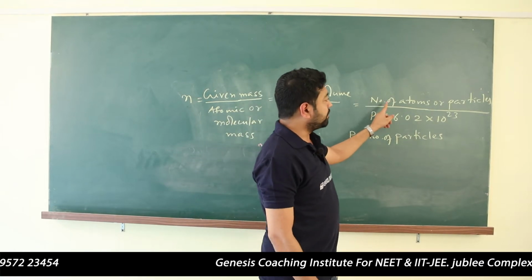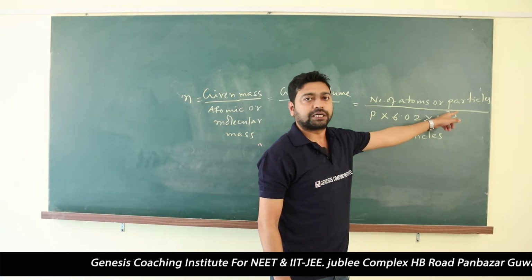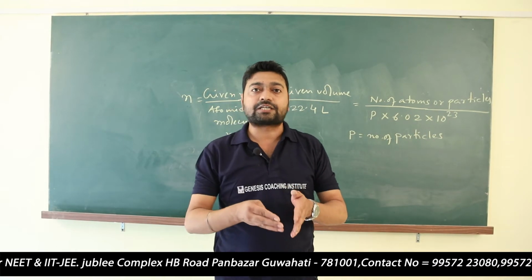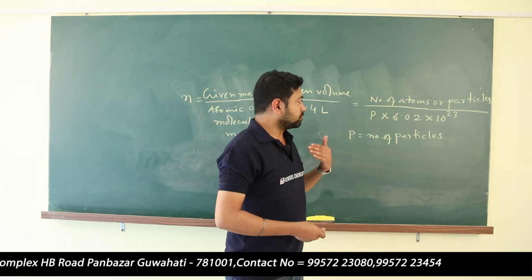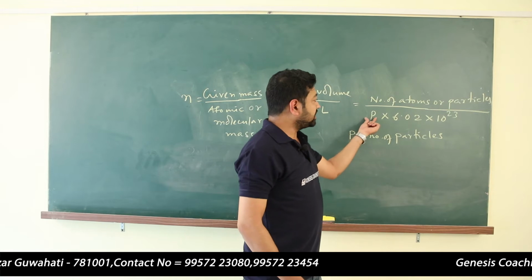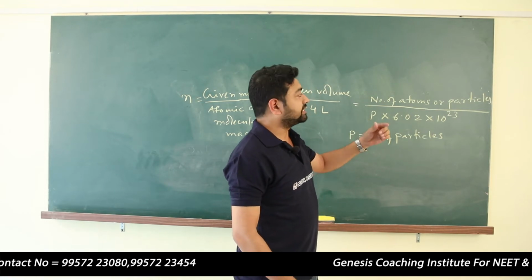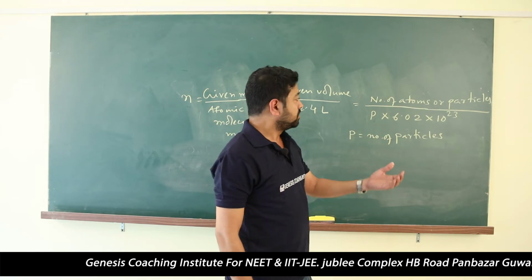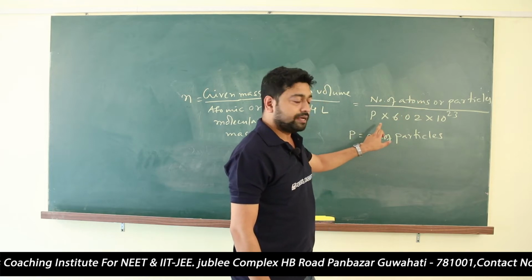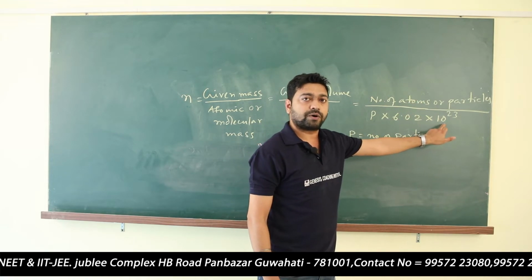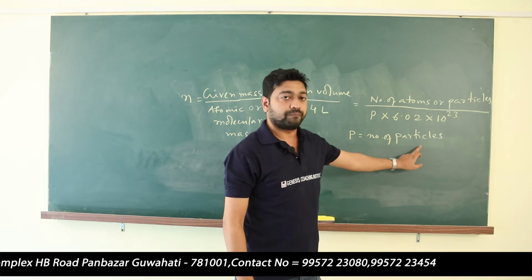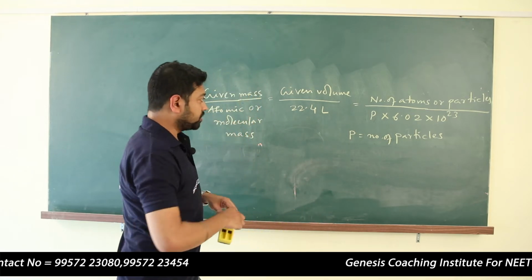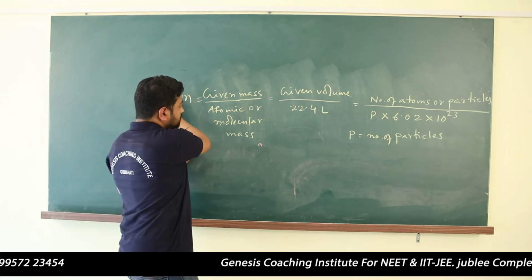Third one is number of atoms, or you can say number of particles. It depends on the particles, for example electrons, protons, neutrons. It depends on the question what the value of P is. If it is in terms of molecules, then P is 1. In terms of electrons, it depends on the system. So the number of particles divided by P into 6.02 into 10 to the power 23. Here P stands for number of particles. So this is about the mole. Clear?